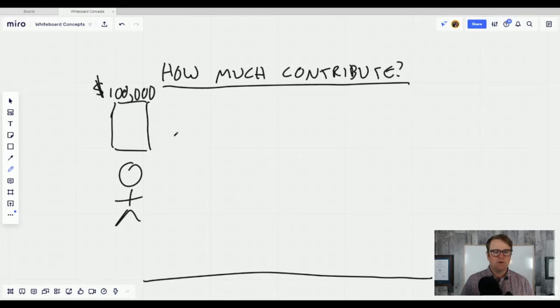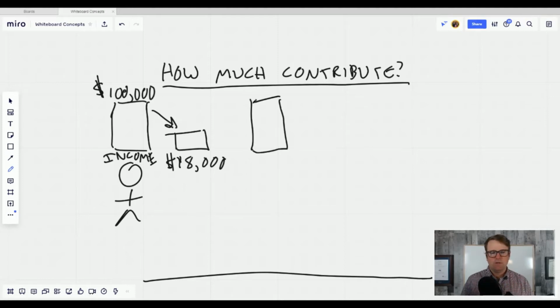That means the next year they have, so this is their income. That means the next year 18% of that is RRSP room, which would be $18,000. So they could contribute $18,000 to their RRSP. And if the next year they make another 100, then it just keeps going. That 18 gets tacked on again, to a total of 36,000 is the maximum they would be able to put in.